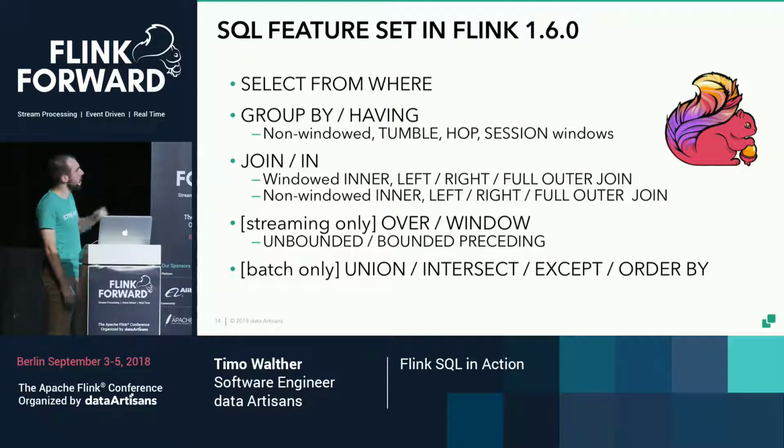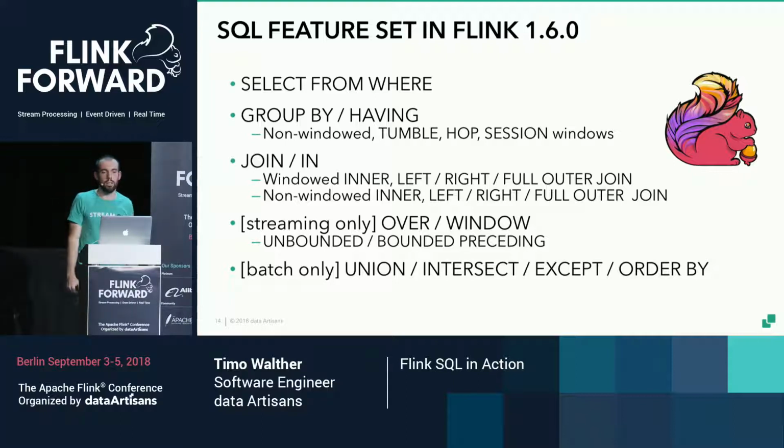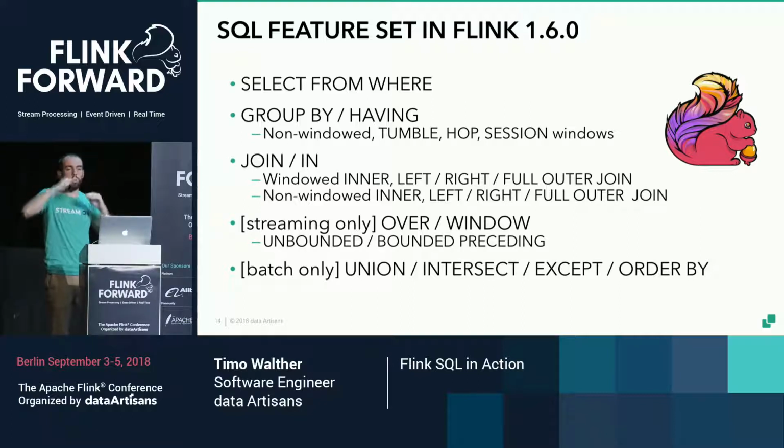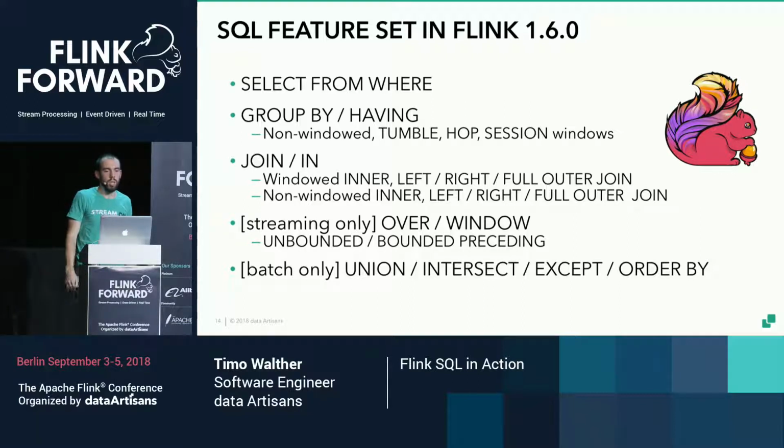So here we have over windows. I don't know if you are familiar with over windows. These are the windows that the SQL standard defines, where you can look at the surroundings of a row whenever a new row is inserted. We have different unbounded and bounded preceding semantics for that. And for the batch side, we also support things like union, intersect, except, and order by.